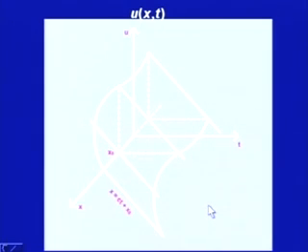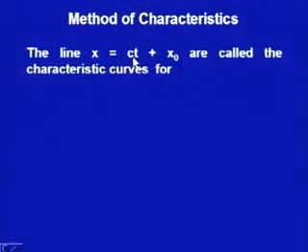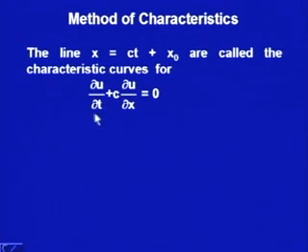So, this method is called the method of characteristics, and this line x is equal to ct plus x naught is called the characteristic curve for this first order wave equation, del u by del t plus c times del u by del x is equal to 0.